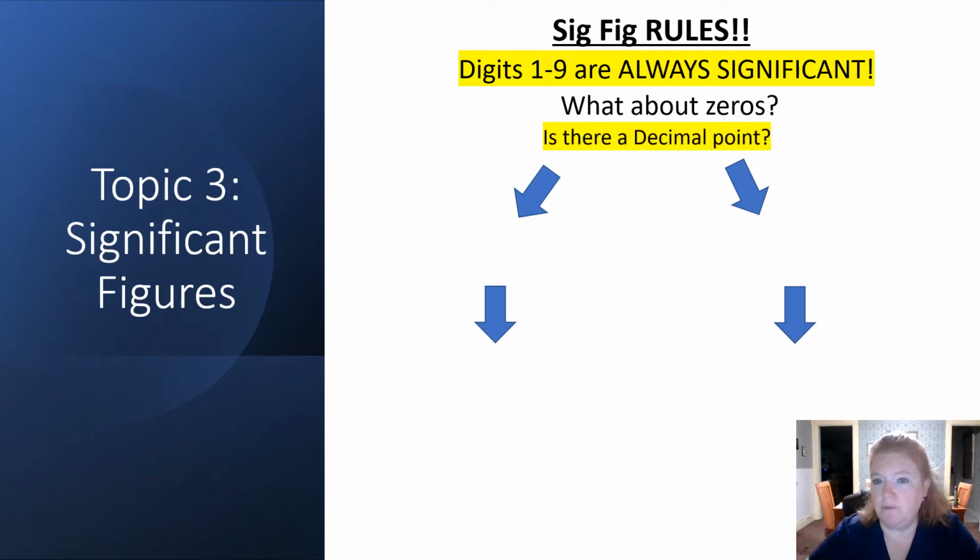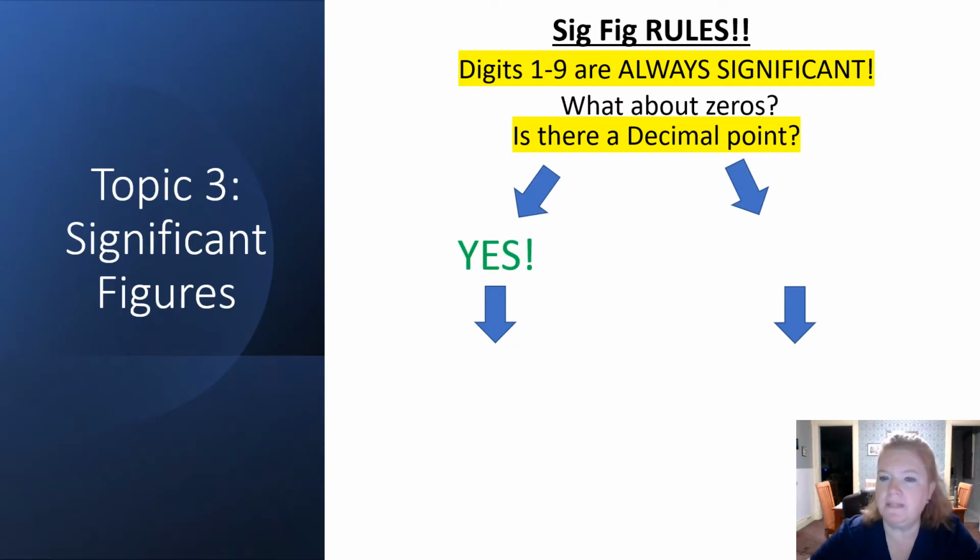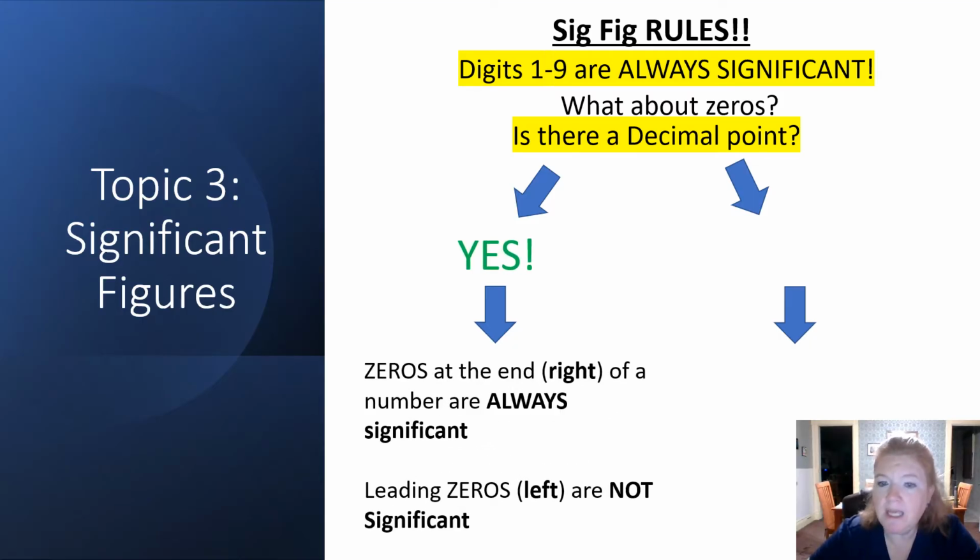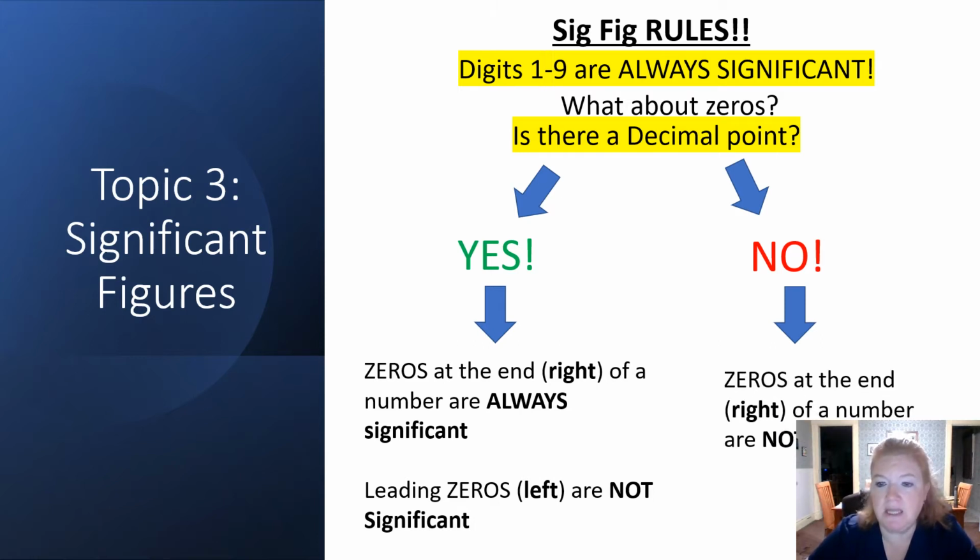Significant figures. Remember, 1 through 9, those digits are always significant. What about zeros? If there's a decimal point, then zeros at the end or right of the number are always significant, but leading zeros to the left, so ones before there's a 1 through 9, they're not significant. If there isn't a decimal point, then zeros at the end of the number are not significant.